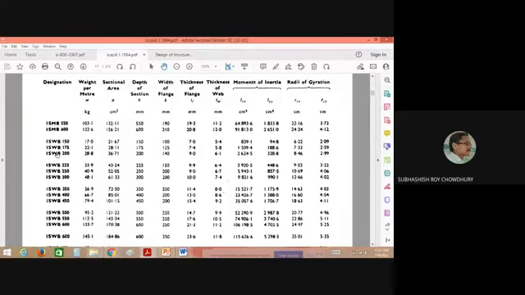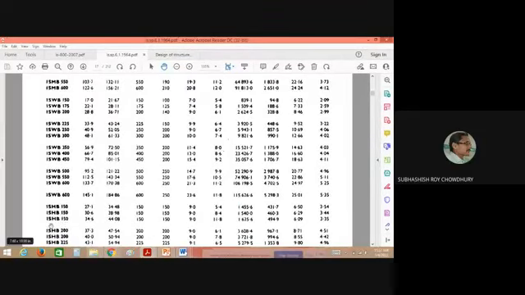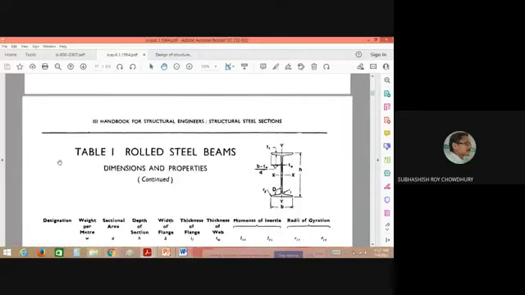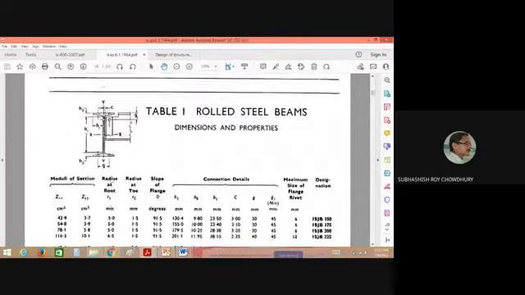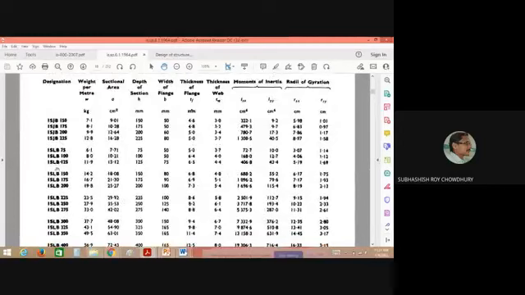If you just compare ISHB, ISWB 150, let us consider a fixed depth 150. All are having the same depth 150. But if you compare the cross-sectional properties, in case of the light beam section, for example ISJB 150, it has this dimension. Now let us consider ISLB 150. Instead of 50, it is 80. It is 4.6, 6.8. Instead of 3, it is 4.8.